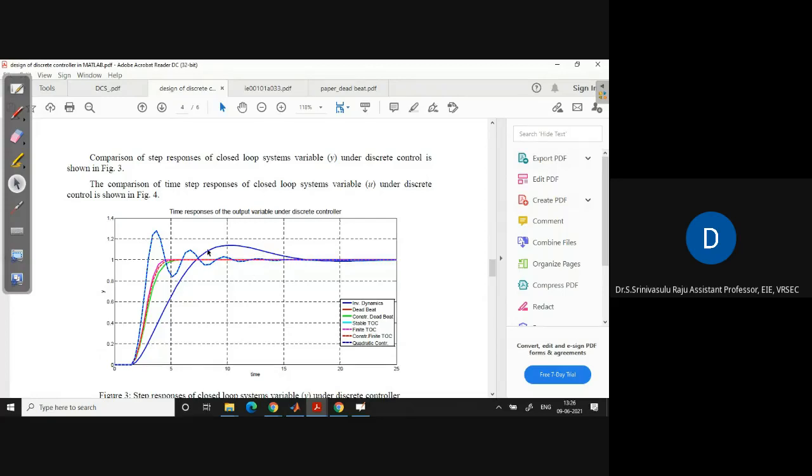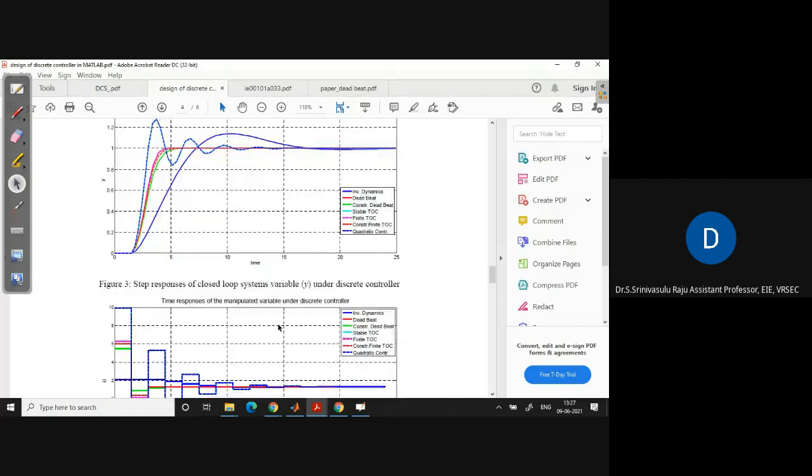All controllers are satisfying the servo response. It tracks the set point change. But what are the deviations here? Some controllers may give oscillations, and some controllers may increase the settling time. So which one will be useful for us? That one you have to use.